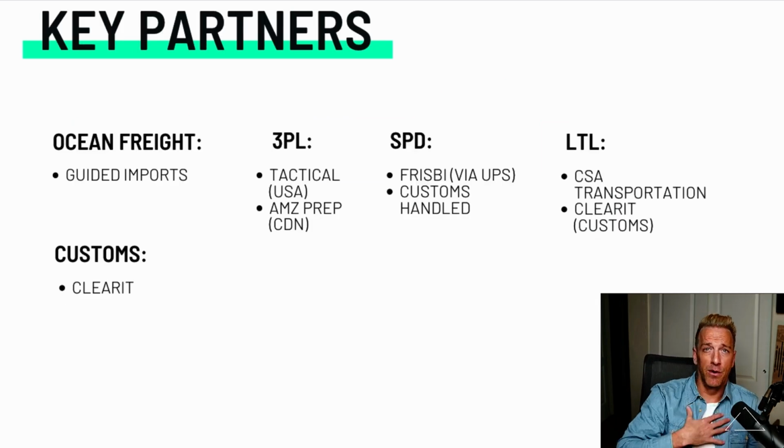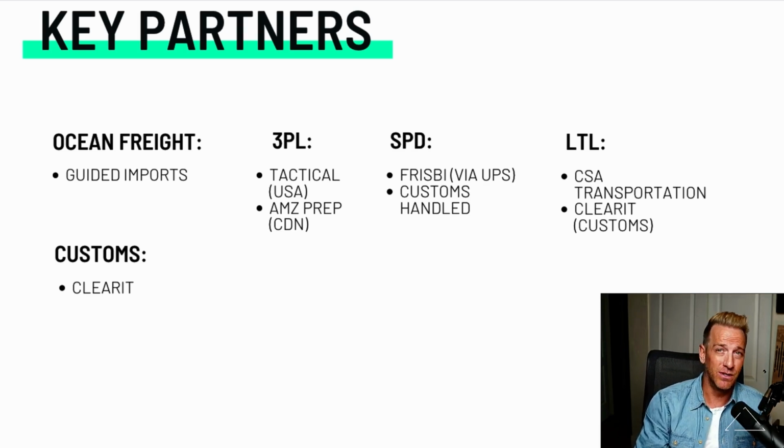So here are all the key partners. Right now we've tested a number of different freight forwarders on ocean. We still use them a lot today, but we've really honed in on Guided Imports. We've been really happy with their rates and how they operate. So whether you're shipping to Canada from China or to the US via ocean, Guided Imports is who we use.